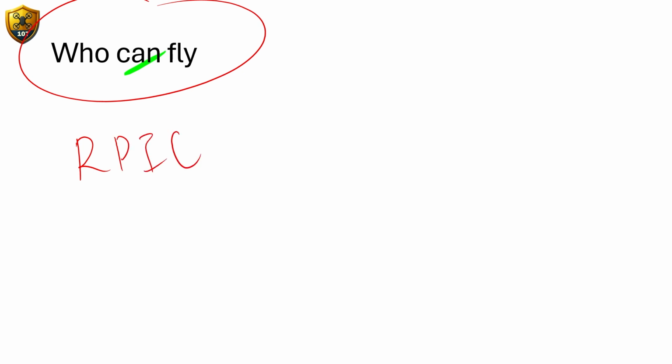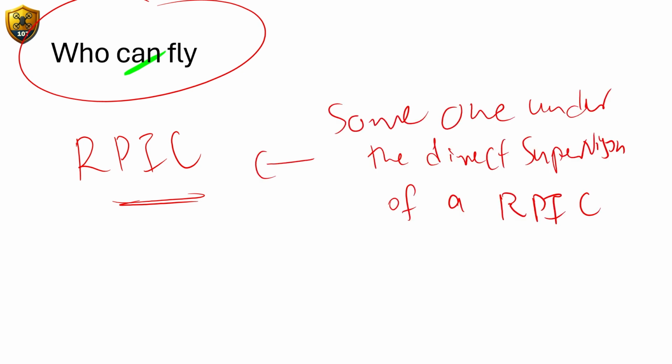So let's talk about who can fly, right? Under Part 107, the person who can fly is the remote pilot in command, or RPIC, or else someone who is under the direct supervision of the RPIC who has the certificate. The RPIC can allow someone to fly, and the RPIC should be able to take control of the aircraft, right? So he must be in a position to take the controls in his hands.